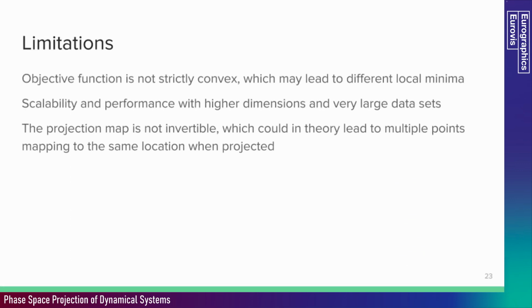Finally, we would like to list some of the limitations that we have identified with our method. The objective function is not strictly convex, which may lead to different local minima. While computational cost was acceptable for the majority of datasets we have used, scalability and performance issues arise with higher input dimensions and larger datasets. In addition, the projection map is not invertible, which could lead to different points being mapped to the same location in the projection. This problem is generally mitigated with the usage of neighborhood constraints.